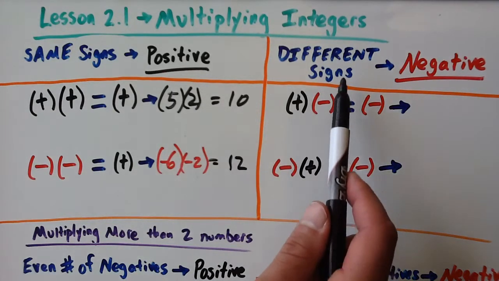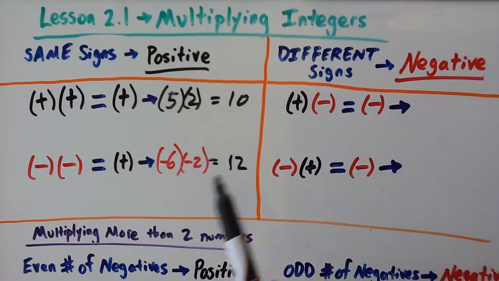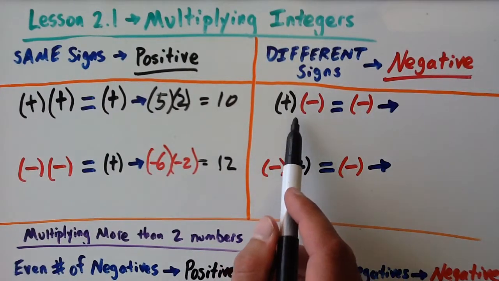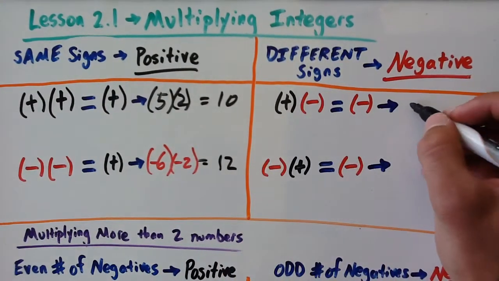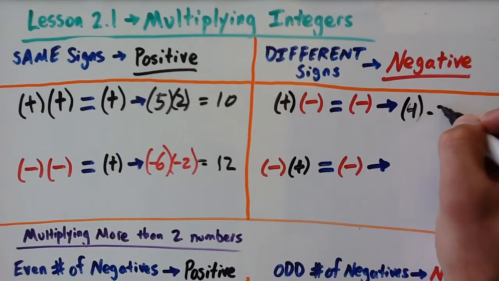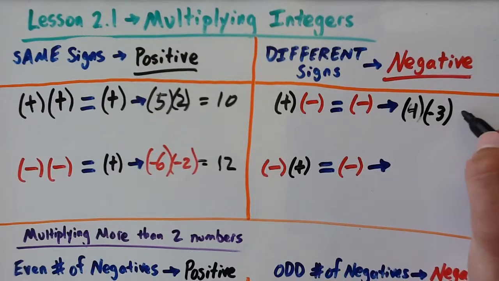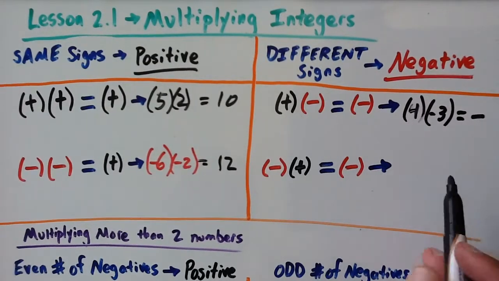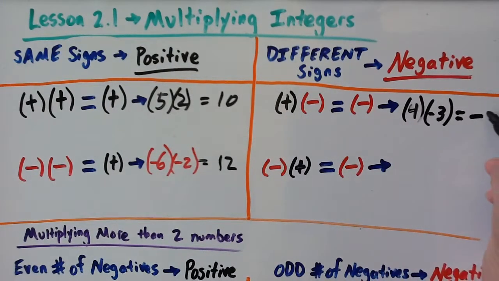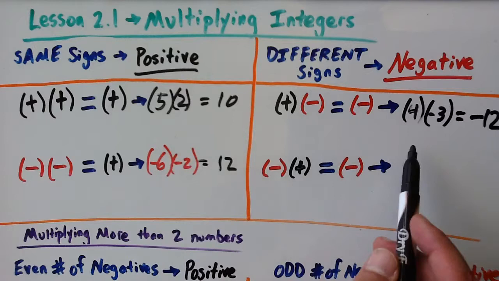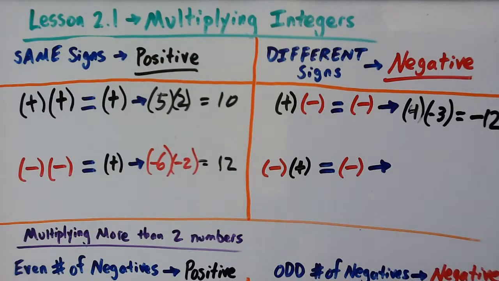If the numbers have different signs, our product will be negative. So if we have a positive times a negative, like positive 4 times negative 3, that's going to give you a negative product. So my answer will be negative, and then whatever 4 times 3 is. 4 times 3 is 12. So my answer will be negative 12. So give me a second example here and a second example on that line as well.